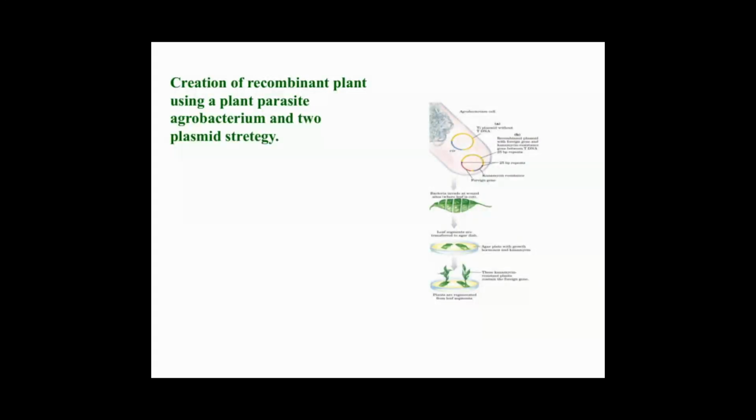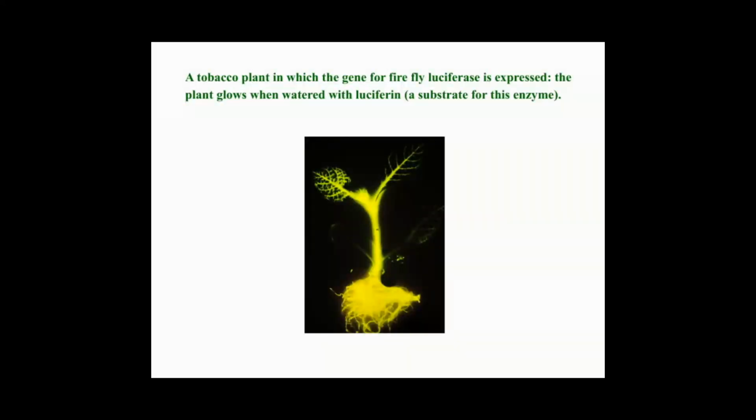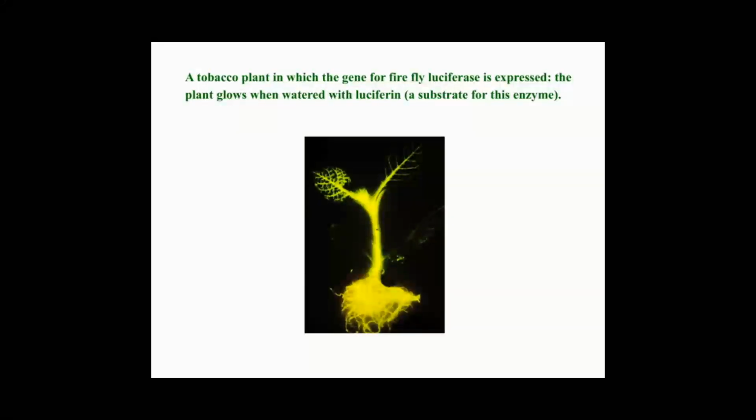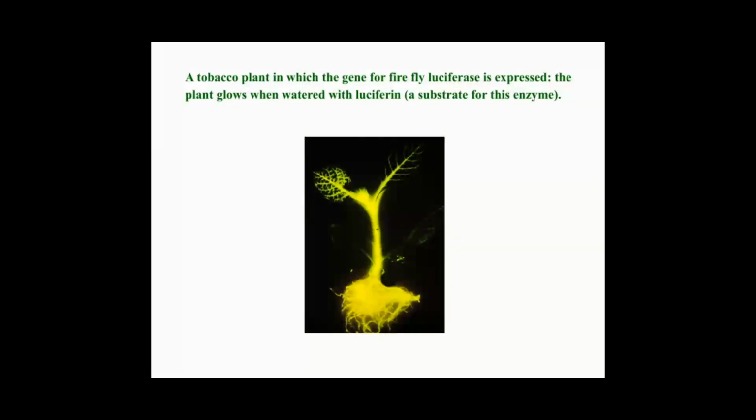Here we see a fascinating example of genetic engineering in action. This is a tobacco plant that has been modified to express the gene for firefly luciferase. What this means is that the plant now produces the enzyme responsible for bioluminescence in fireflies. When we water the plant with luciferin, which is the substrate for luciferase, the plant actually glows. This highlights how we can introduce specific genes into plants and observe their activity through such visible traits. It ties into the broader theme of how genetic modification allows us to understand and manipulate biological processes in innovative ways.